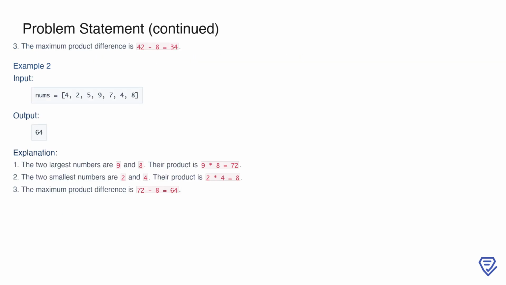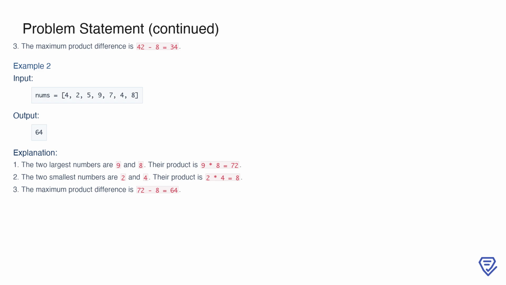Now let's consider another example to further clarify. If the input is nums equals 4, 2, 5, 9, 7, 4, 8, the two largest numbers are 9 and 8, giving a product of 9 * 8 equals 72. The two smallest numbers are 2 and 4, with a product of 2 * 4 equals 8. Subtracting the smaller product from the larger one gives us 72 - 8 equals 64, which is the maximum product difference. Thus, the output for this input is 64.